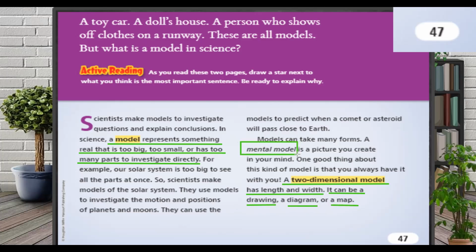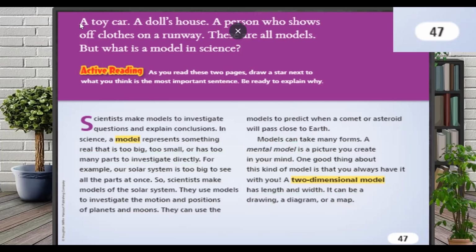Now, Layan, can you tell me, my dear, what is a mental model? Read for me a mental model. A mental model is a picture you create in your mind. Yes, exactly. Thank you, guys. Did you underline all these? Yes. Okay, good. Let's go to the next page and see what we have.